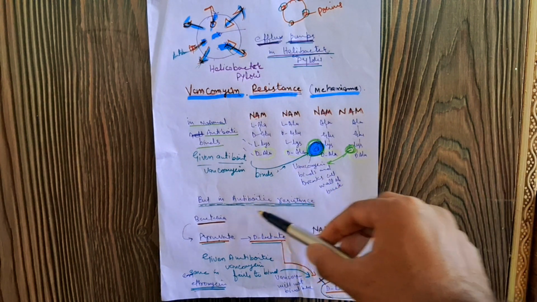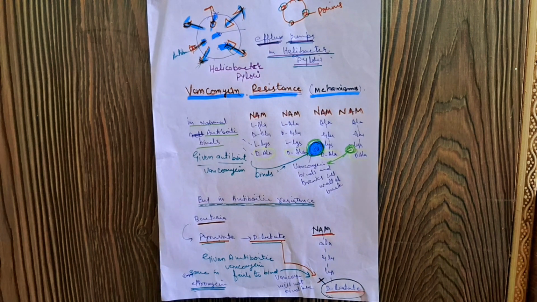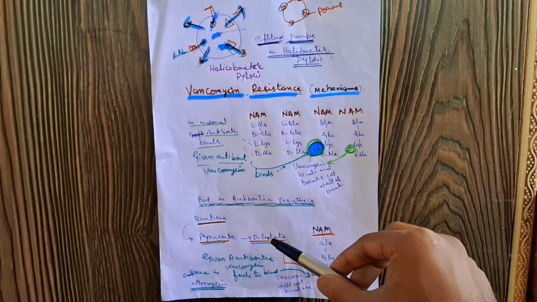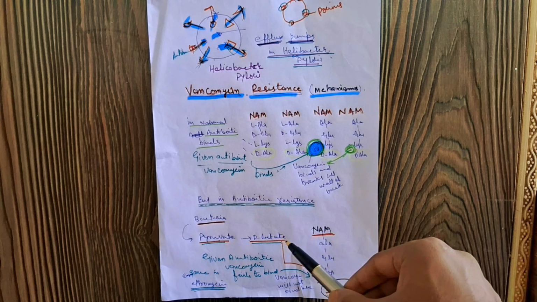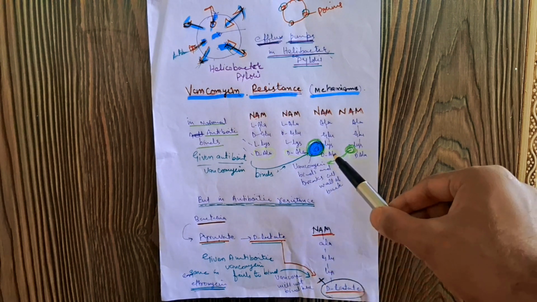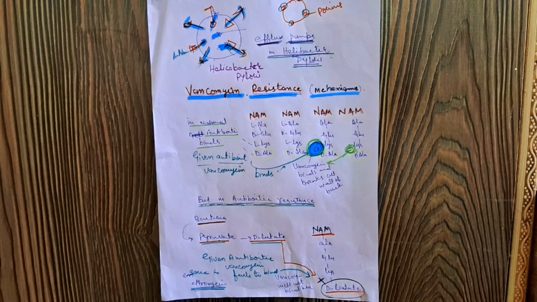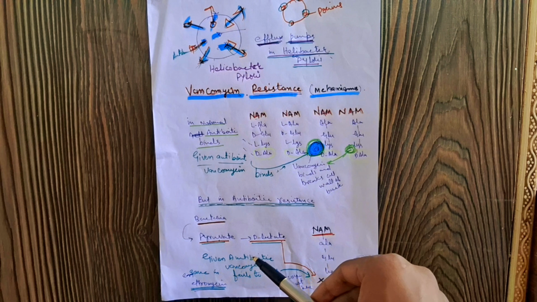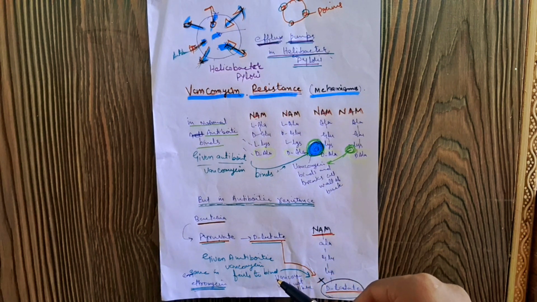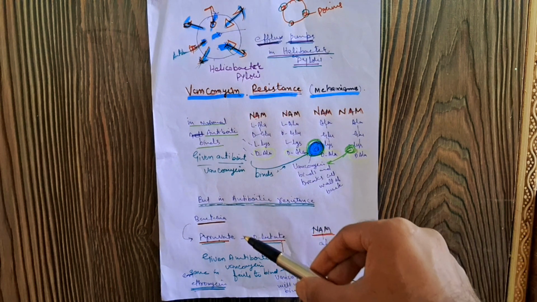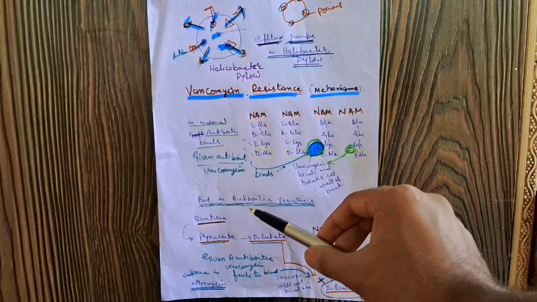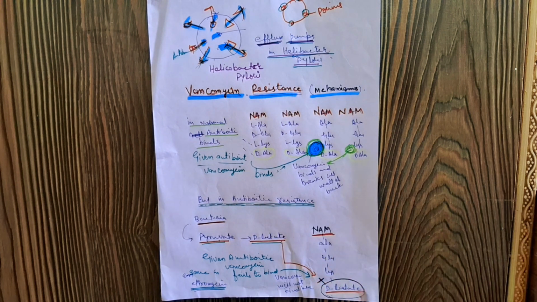But in the case of antibiotic resistance, the bacteria change the pyruvate into D-lactate, and this D-lactate replaces one of the amino acids in the cell wall of the bacteria. Then when we give the antibiotic, for example vancomycin, it fails to bind to the cell wall, and this way the bacteria develop antibiotic resistance and are not inhibited or killed by the given antibiotic.